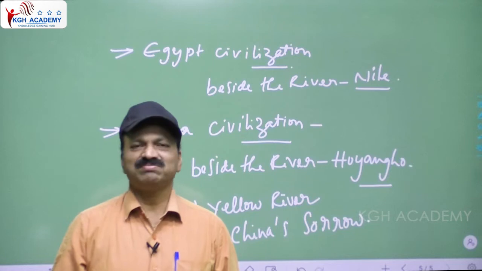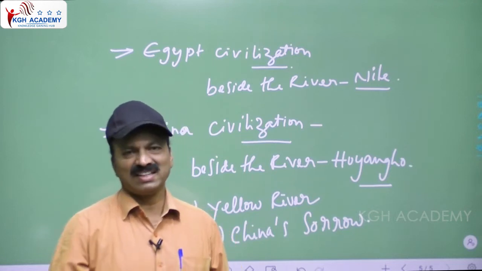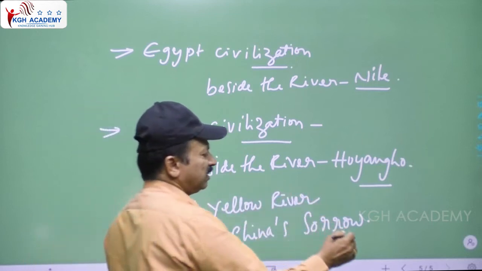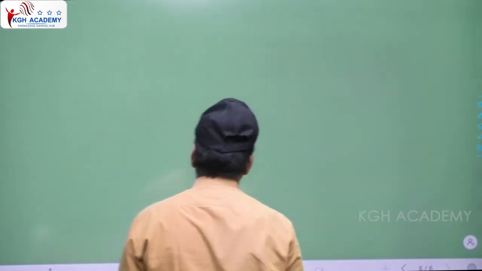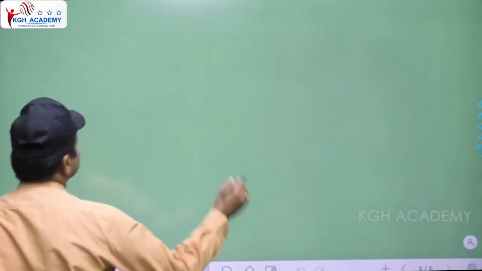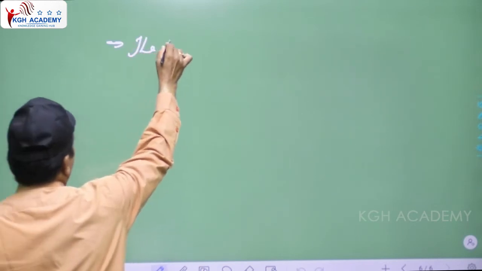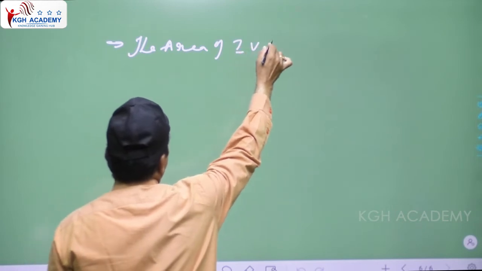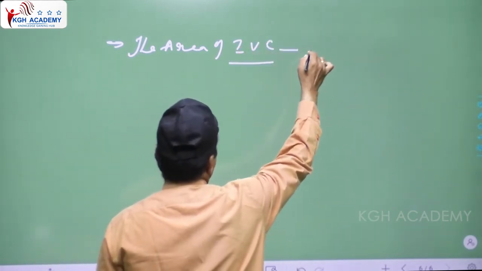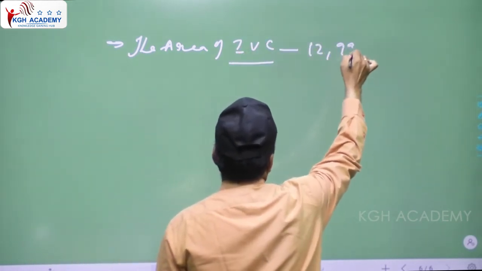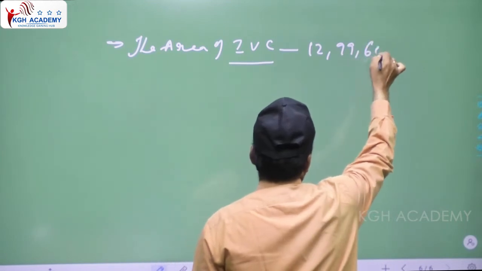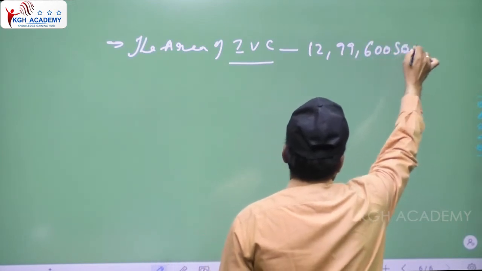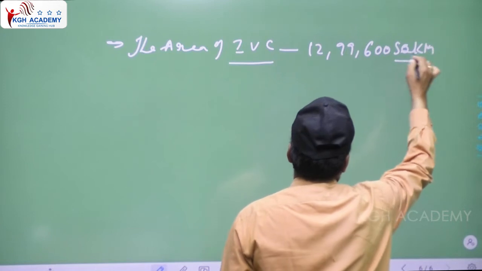Have you got the idea? Then, what is the extent of the IVC? The area of the Indus Valley civilization is 12,99,600 square kilometers. That is the area of this IVC.